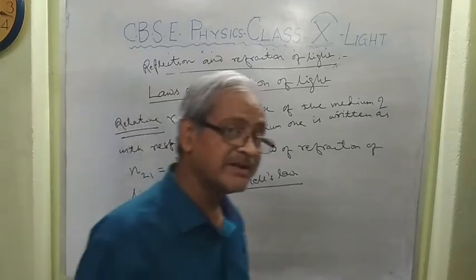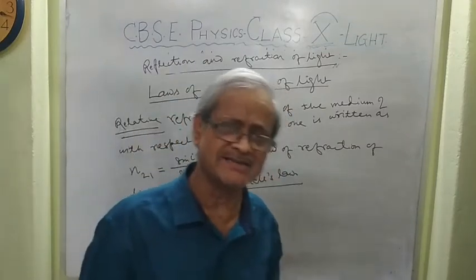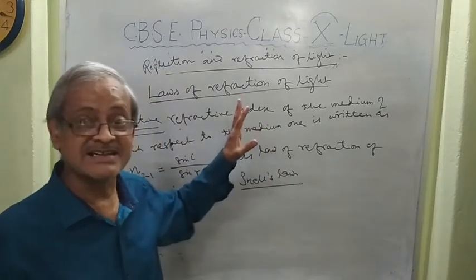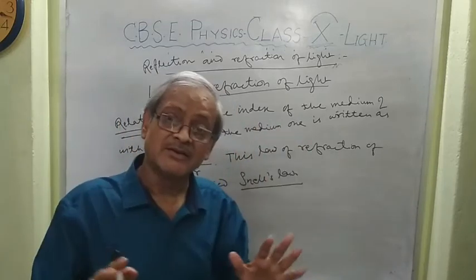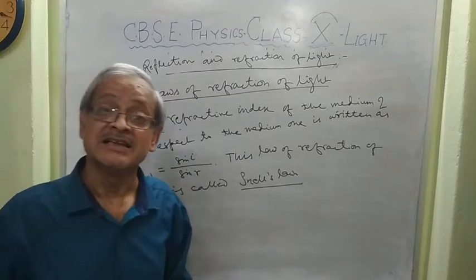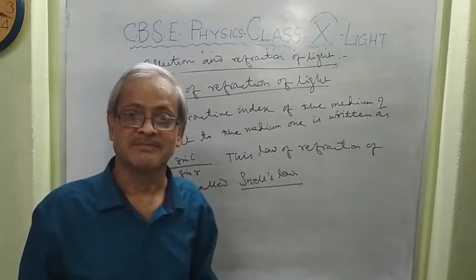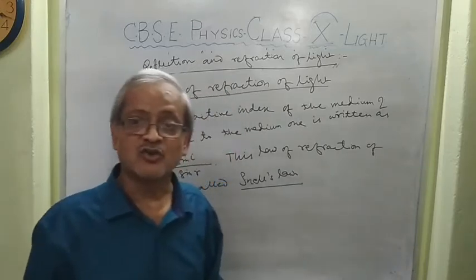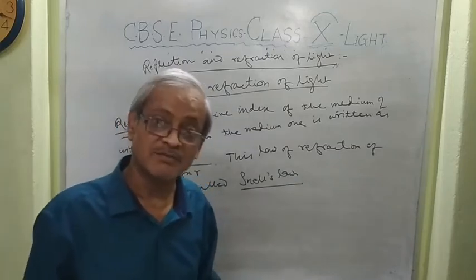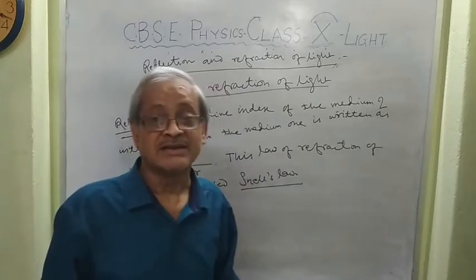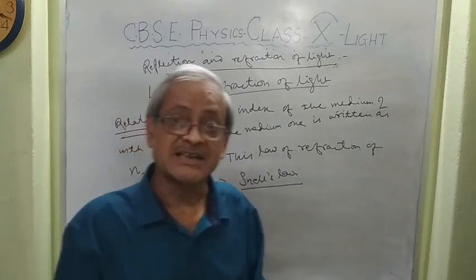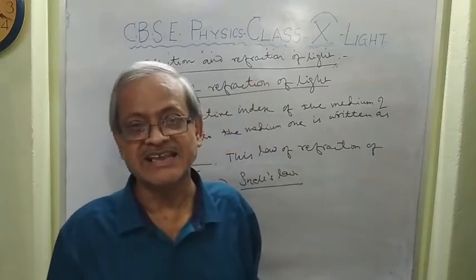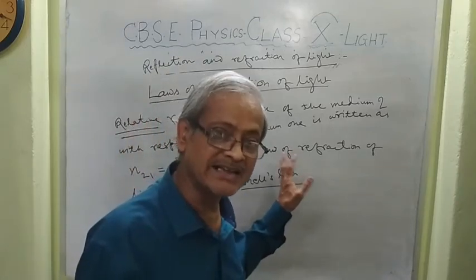Now, the refractive index of a medium depends upon the color of light used, that is, upon the wavelength of light used, and the nature of the two media concerned, that is, the optical density of the two different media. Remember it. And it also depends upon the temperature of the medium or media, because with temperature, the speed of light in a medium is increased, and consequently the refractive index will be decreased.